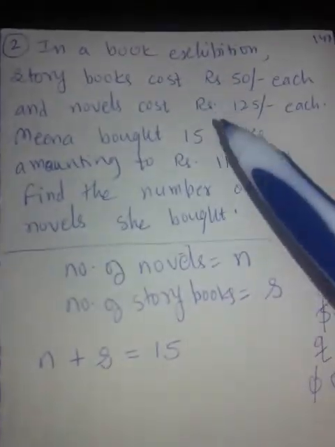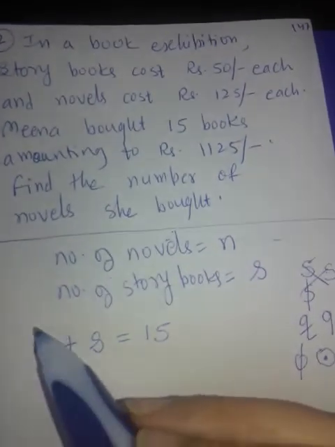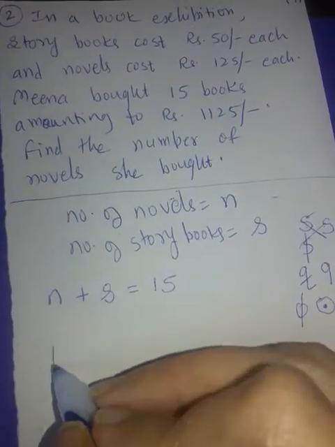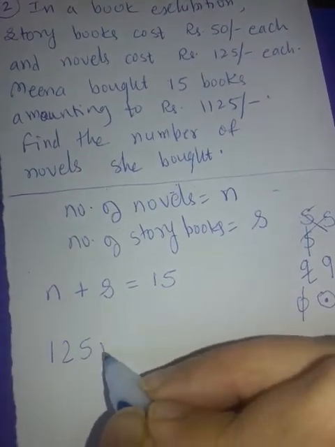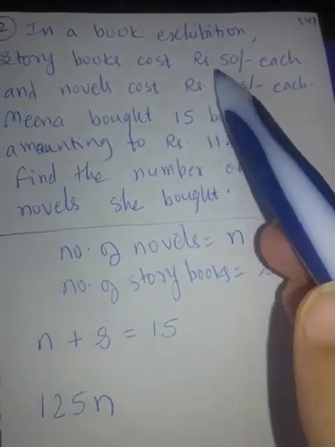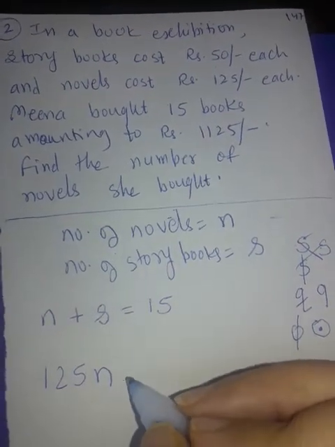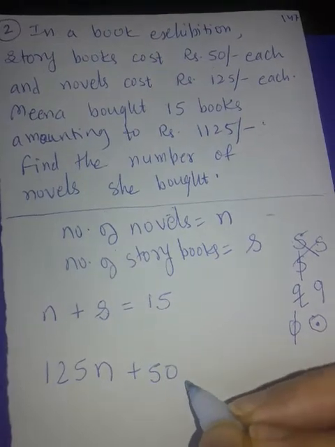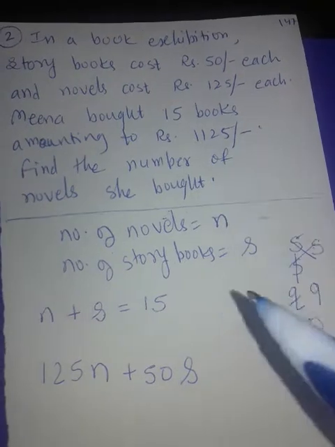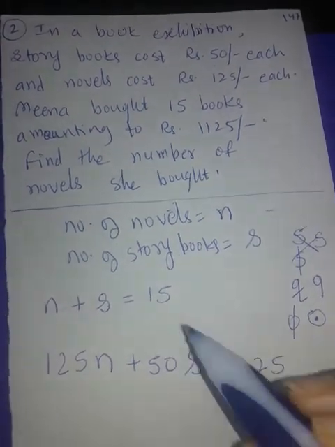Storybooks cost 50 each and novels cost 125 each. So total novels were N and each novel cost was 125, so total novels cost was 125N. And storybook cost each was 50. She bought S number of storybooks, so that cost will be 50S, and total amount of bill was 1125. These two pieces of information are given to us.